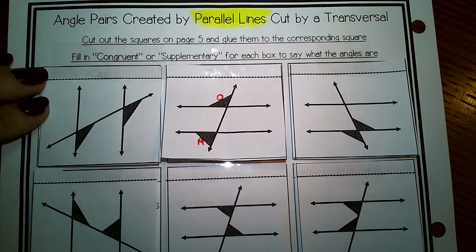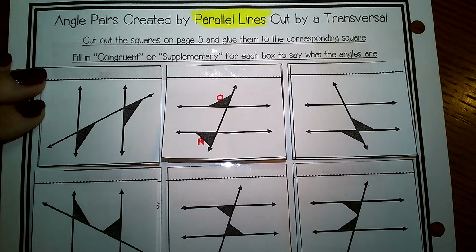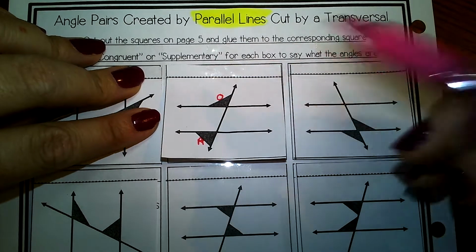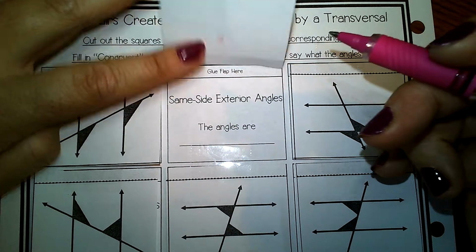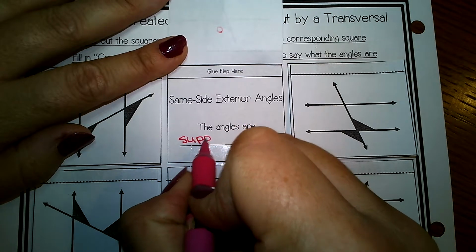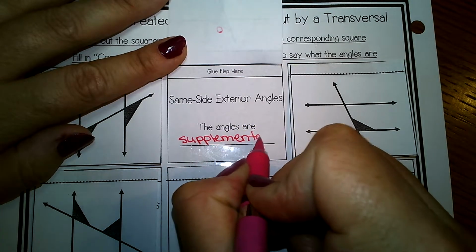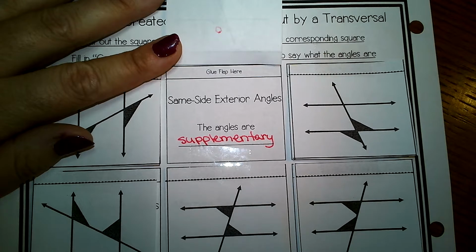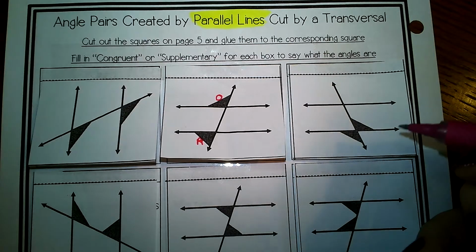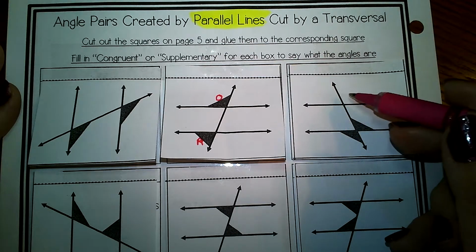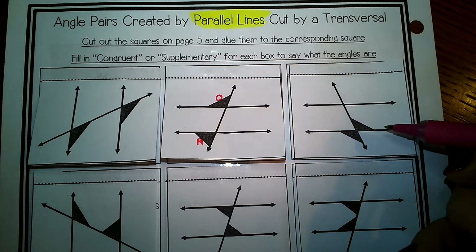Okay, let's go to the next one on the right here. Take a look. We have one obtuse angle. I'm going to put an O for obtuse, and one acute angle. Those two could not be congruent to each other. They could not. So another relationship that could be formed with one obtuse and one acute is that they are supplementary. These are called same side exterior angles, and when lines are parallel, all same side exterior angles are supplementary. Same side exterior angles are supplementary.